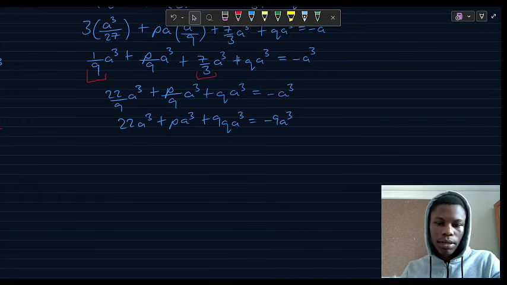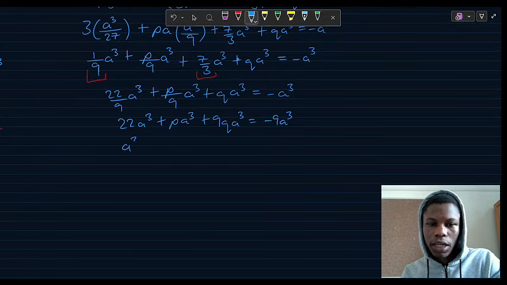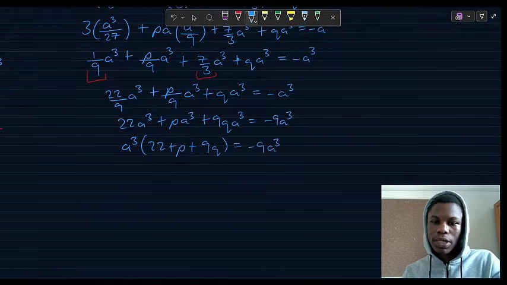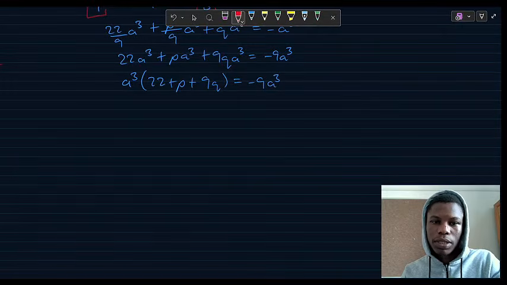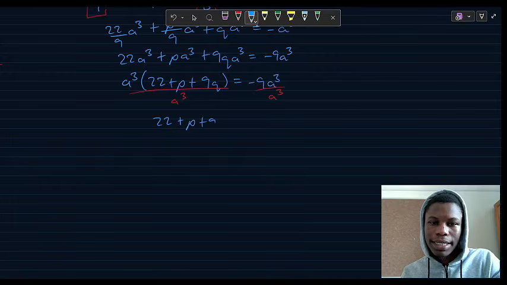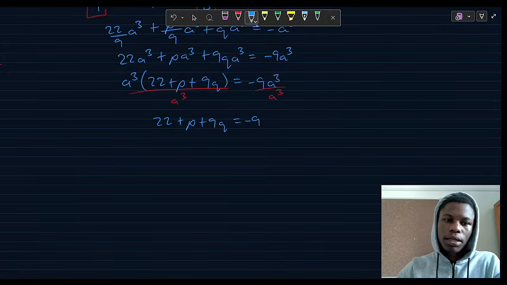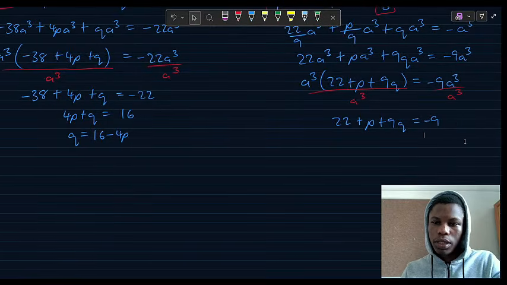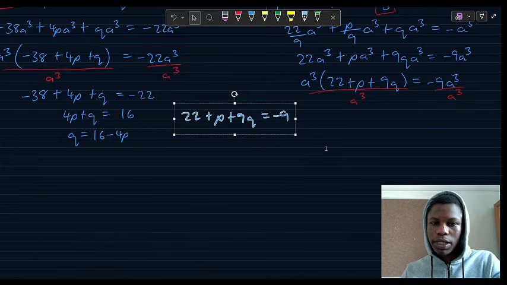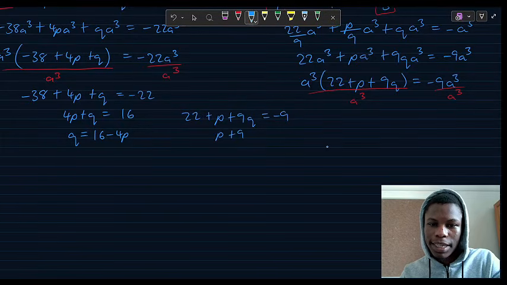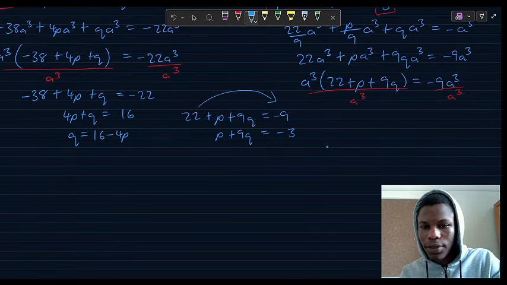And now pretty much the same idea that we used last time, factor out the a cubed. That becomes 22 plus p plus 9q times a cubed is equal to negative 9a cubed. Because a is not equal to 0, we can divide both sides by a cubed. And so we end up with 22 plus p plus 9q is equal to negative 9. And now we've got these two equations. I could probably simplify that one a bit. Write it as p plus 9q is equal to, take the 22 that side, this becomes negative 31.